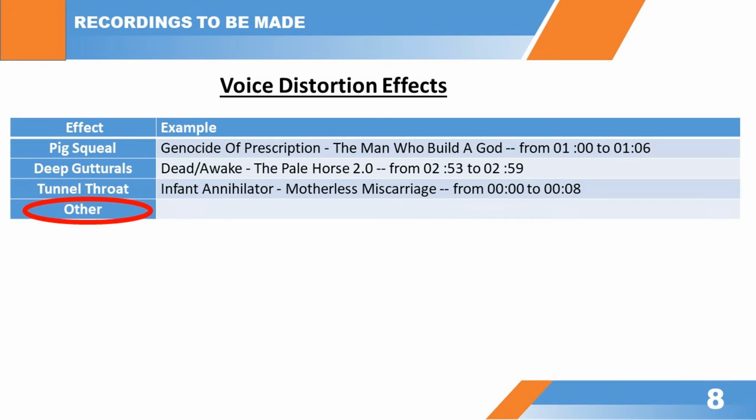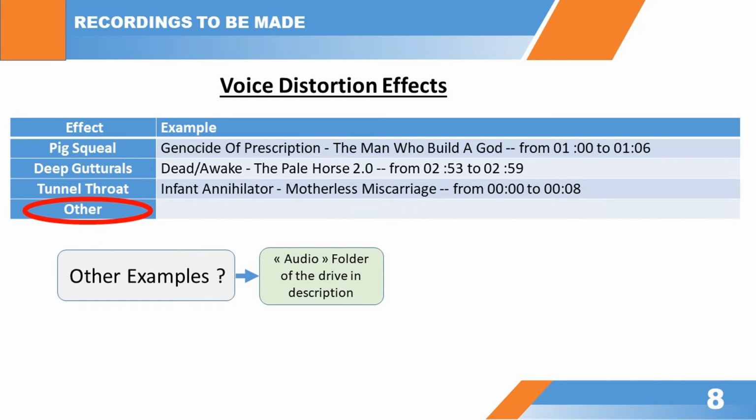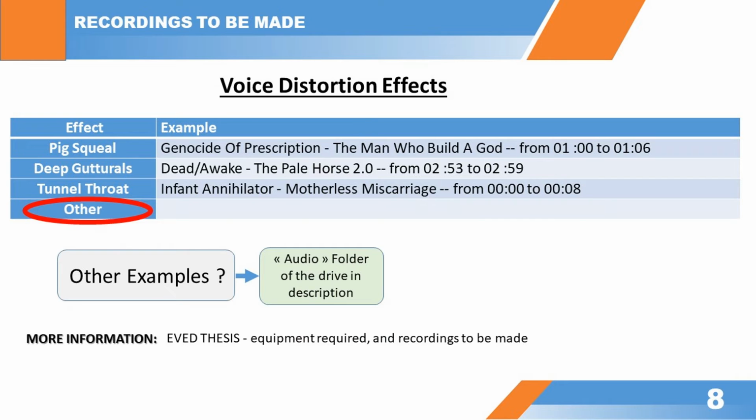Feel free to pause this video on the two tables I just showed to go listen to the examples. Other examples are located in the audio folder of my drive and are audio samples that I recorded myself. If you'd like to know more about the equipment and how to record these different techniques, I invite you to read the document on my drive entitled EVED Thesis, Equipment Required and Recordings to be Made. If you want to understand the terminologies and expectations behind the recordings to be made, you can read the document EVED Thesis, Presentation of the Thesis and Prerequisites on Vocal Distortion Techniques, which will give you more information on these different techniques.